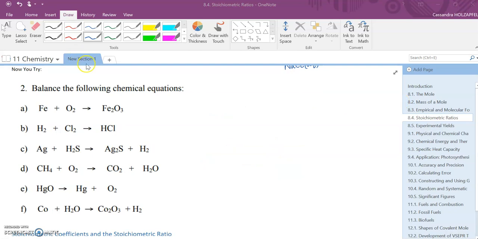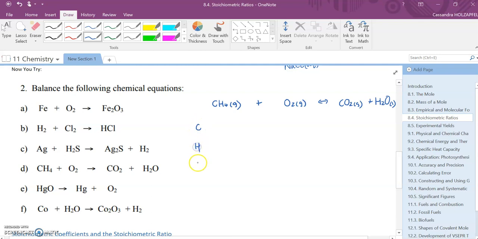All right, let's start off. Let's write our reaction out. So we've got CH4. Now, CH4 is methane, so that's going to be a gas at room temperature. Oxygen, we already know, is a gas at room temperature, and that's going to form carbon dioxide, which is also going to be a gas at room temperature, and water, which is going to be a liquid at room temperature. Okay, so let's write out all of our individual elements. So we've got carbon, hydrogen, and oxygen.